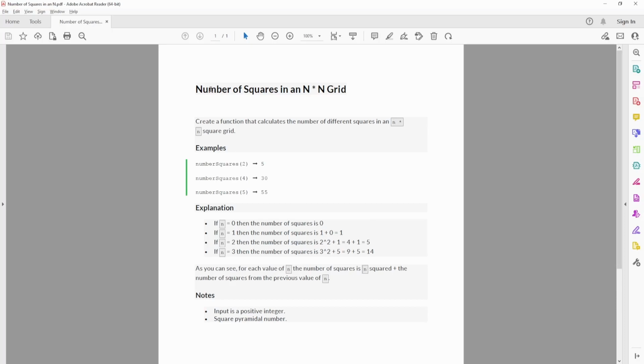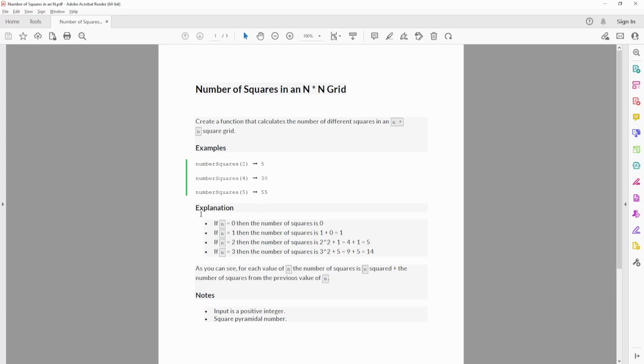So today's problem is number of squares in an n multiplied by n grid. Create a function that calculates the number of different squares in an n by n square grid. Example, if n is 2, then the output is going to be 5. If n is 4, the output is 30. If n is 5, then the output is 50.